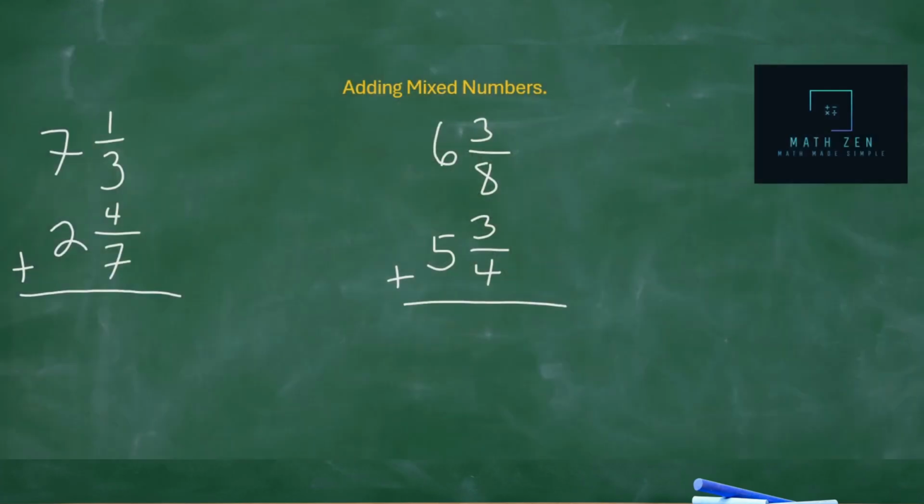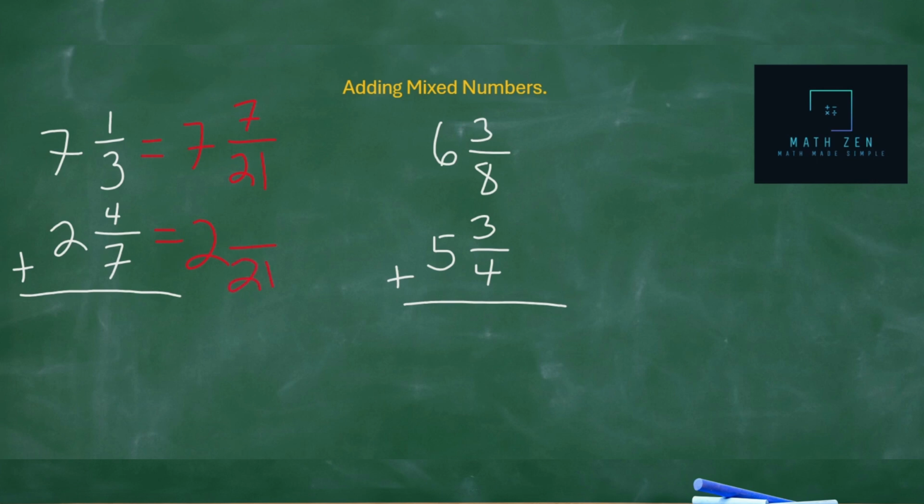Alright, now it's time to see how you did. For 7 1/3 plus 2 4/7, you should have found that the LCD for this was going to be 21. So how do we make the 3 a 21? Well, we multiplied by 7, which means I do the same to the numerator, so 1 times 7 is going to give me 7. Then for this fraction here, we're going to go 2 and something over 21.